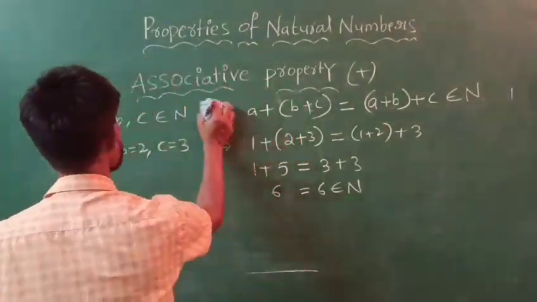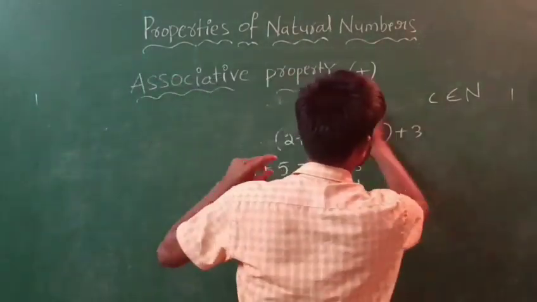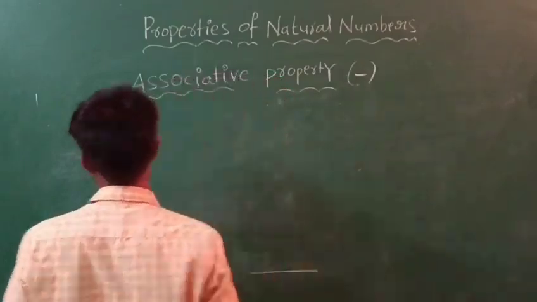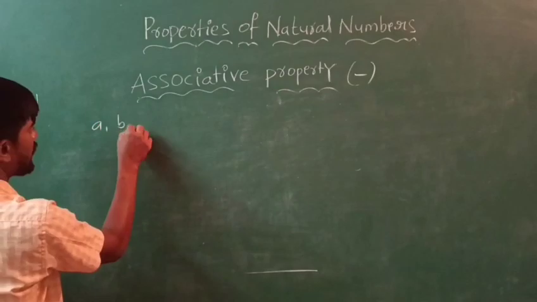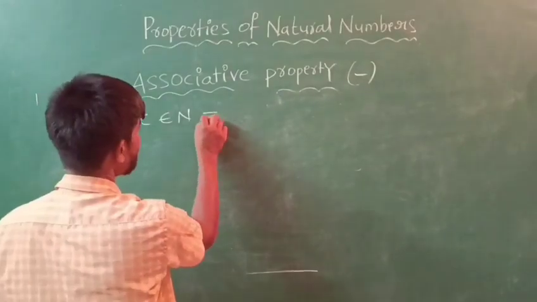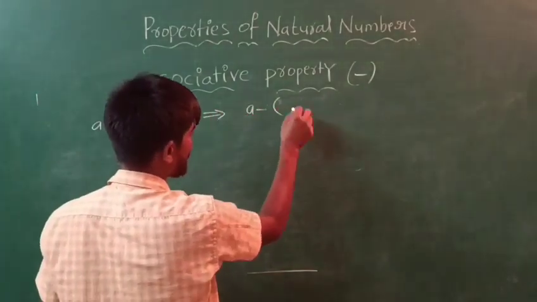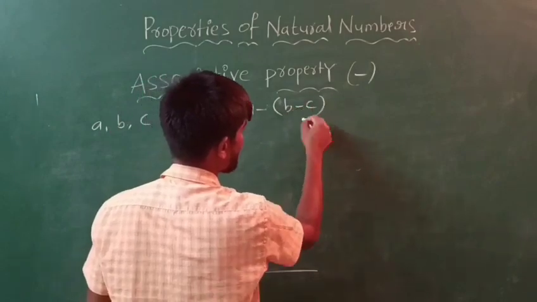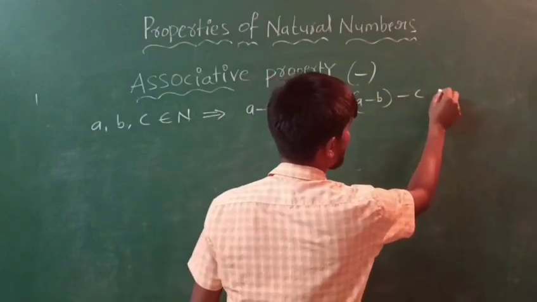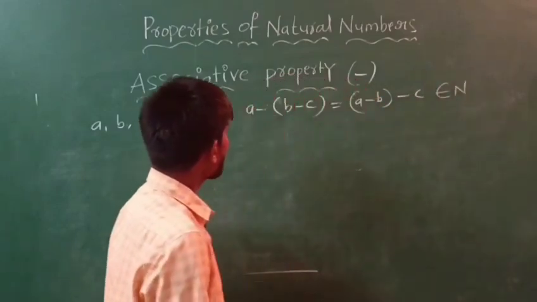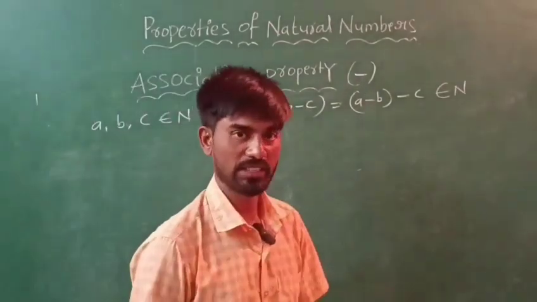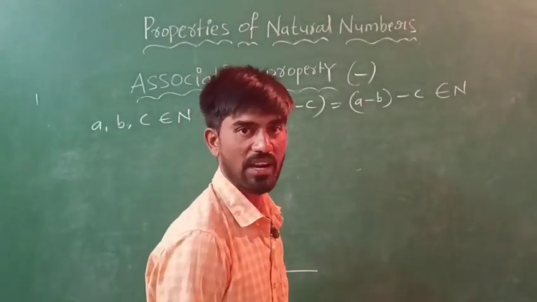The next property is associative property under subtraction. Here small a, small b, small c belong to natural numbers. That implies a minus (b minus c) equals (a minus b) minus c, which also belongs to natural numbers. If this condition is satisfied, the associative property under subtraction is satisfied. Otherwise, it is not satisfied.